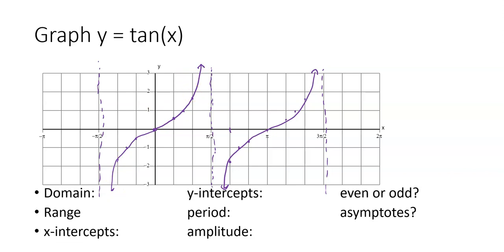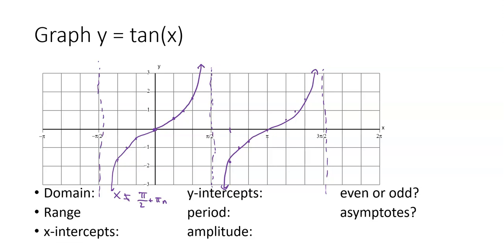So tangent is going to look a little bit different when I start looking at domain and range and intercepts and things like that. The domain is going to be everything except multiples of pi over 2 each pi. So how do I write that? X cannot be pi over 2 plus pi n, where n is an integer. So pi over 2, 3 pi over 2, negative pi over 2, negative 3 pi over 2, etc.